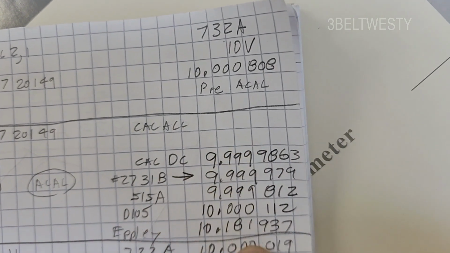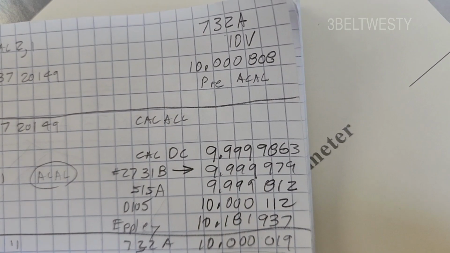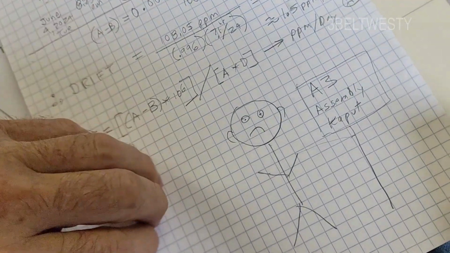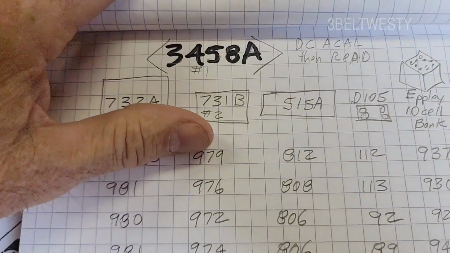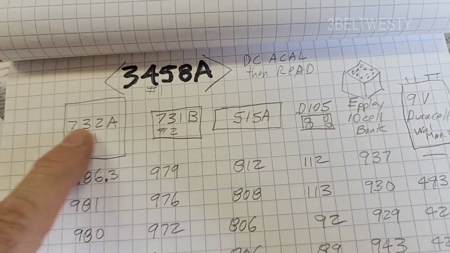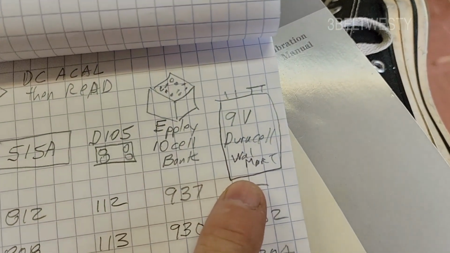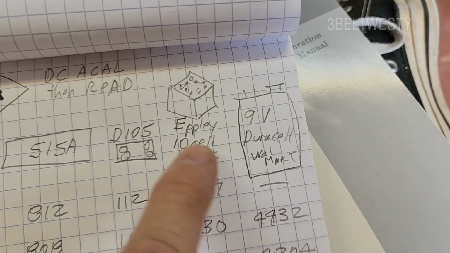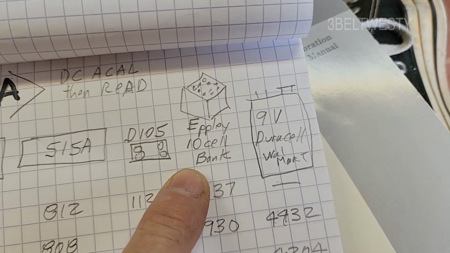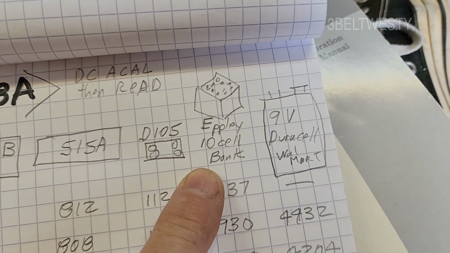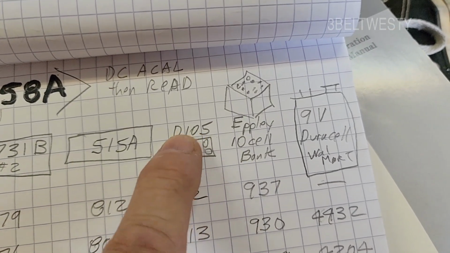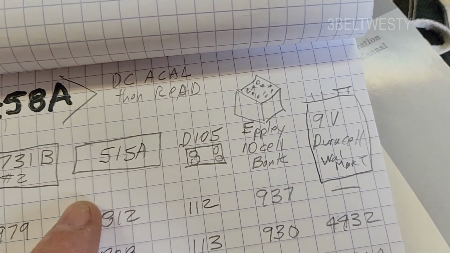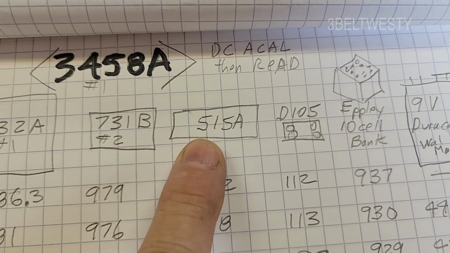So these are the different standards I played around with, and I recorded the data. And this is just a quick summary over here. So I've got a bunch of different standards here, from a hokey 9-volt battery from Walmart, an Epley cell bank. It's probably about 40 years old, about 30 years old. This is an old 105 off of eBay. And then this is a Fluke 515A.